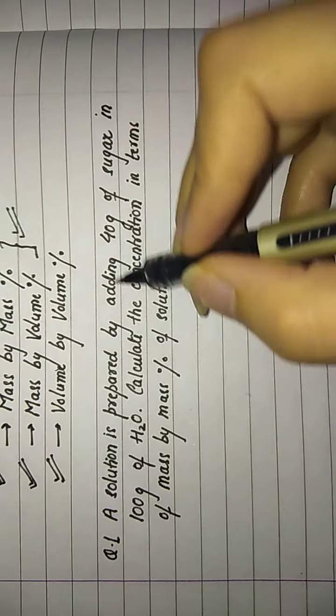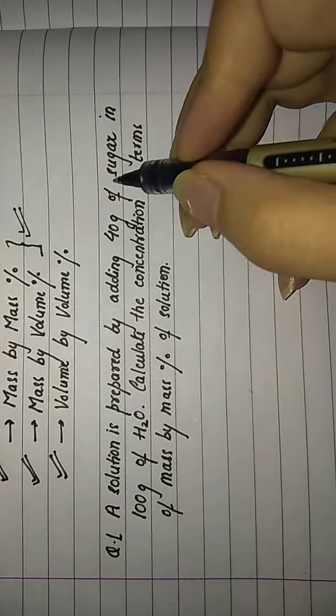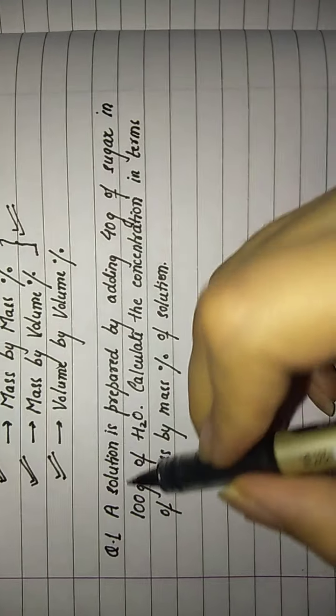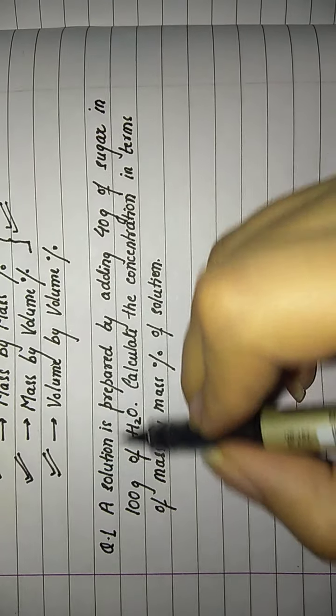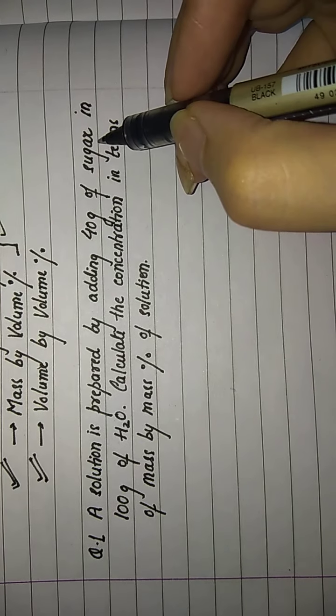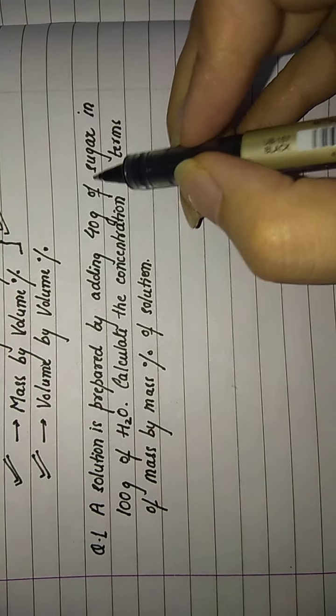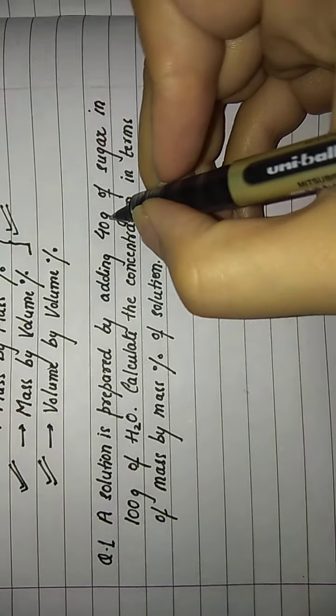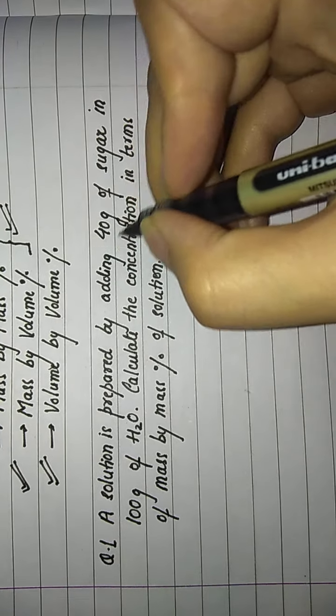A solution is prepared by adding 40 grams of sugar in 100 grams of water. What does it say? A solution is prepared. You are preparing a solution using 40 grams of sugar and 100 grams of water. Okay, so sugar is in lesser quantity. You can see the mass of sugar is 40 grams and the mass of water is 100 grams.